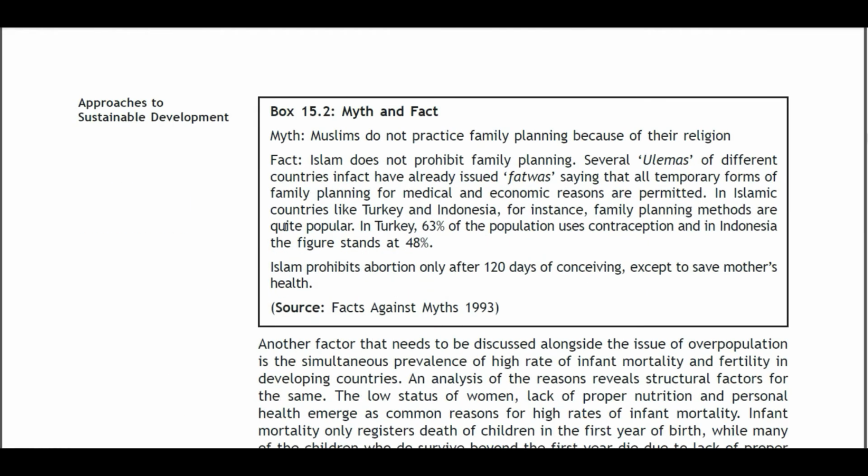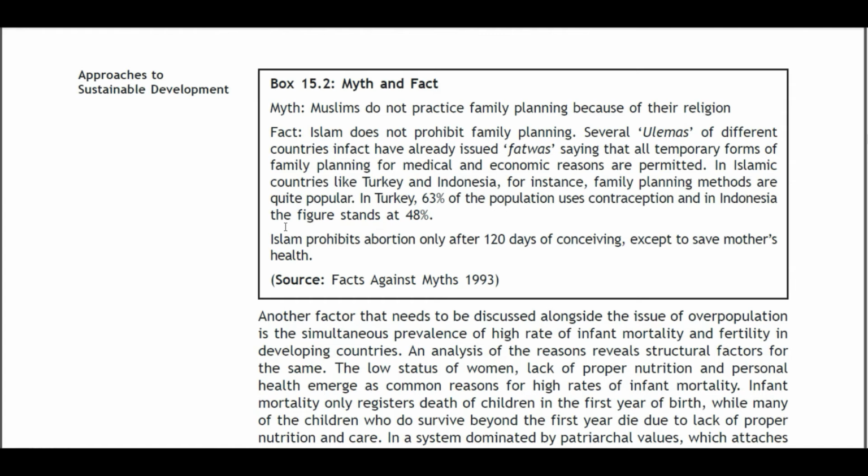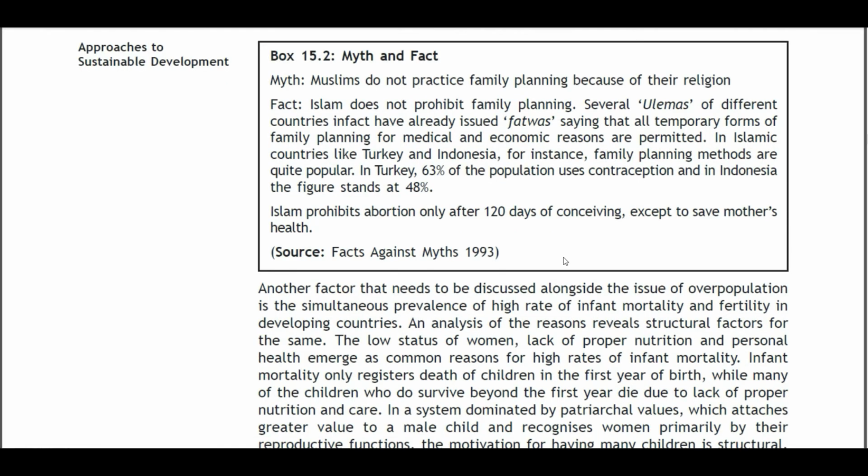Box number 15.2, Myth and Fact. Myth: Muslims do not practice family planning because of their religion. Fact: Islam does not prohibit family planning. Several ulemas of different countries in fact have already issued fatwas saying that all temporary forms of family planning for medical and economic reasons are permitted. In Islamic countries like Turkey and Indonesia, for instance, family planning methods are quite popular. In Turkey, 63% of the population uses contraception, and in Indonesia the figure is 48%. Islam prohibits abortions only after 120 days of conceiving, except to save the mother's health.